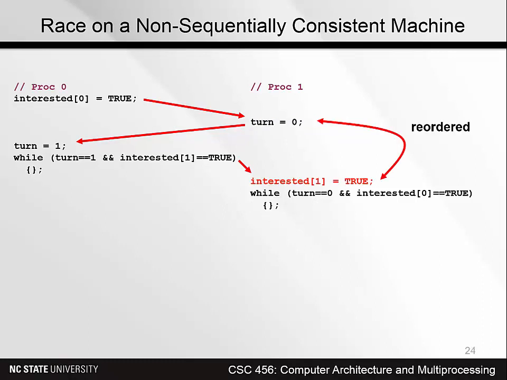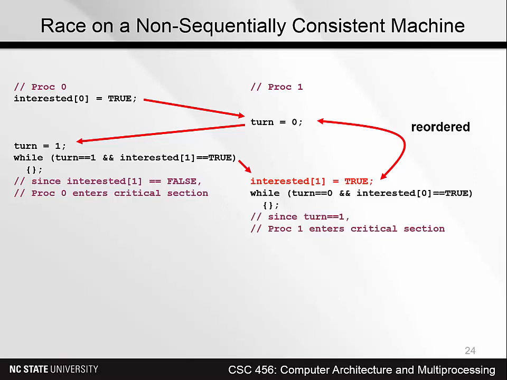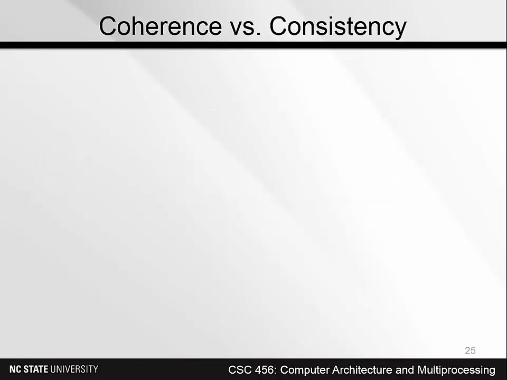But suppose process 0 sees the two writes from process 1 out of order. Then it can enter the critical section before it sees interested 1 equal true. And so can process 1 because it's its turn. This allows both processes to be in the critical section at the same time.